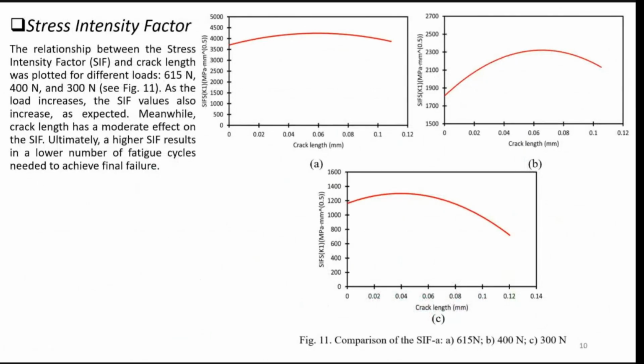Stress intensity factor. The relationship between stress intensity factor and the crack length was plotted with the different loads. As the load increases, the stress intensity factor values also increase as expected. Meanwhile, the crack length has a moderate effect on the stress intensity factor. Ultimately, the higher stress intensity factor results in a lower number of fatigue cycles needed to achieve final failure.